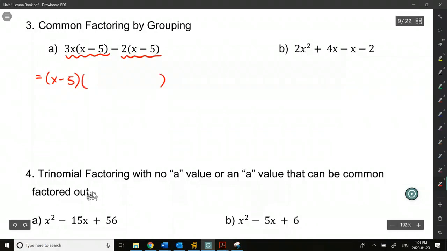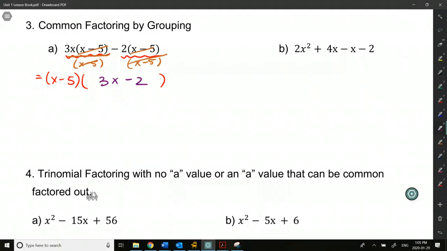I always open a set of brackets to write what's left, and I divide each of these by x minus 5. So what will be left in my second set of brackets here? Right, these will all cancel, and I will have 3x minus 2 in the second bracket. I just want to make sure that your memory is refreshed on some of this stuff. That's the reason why it works, basically.